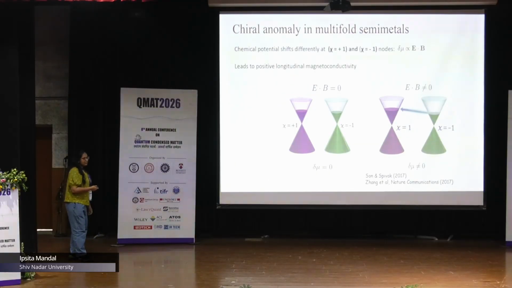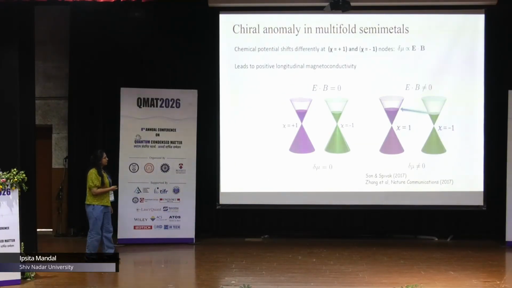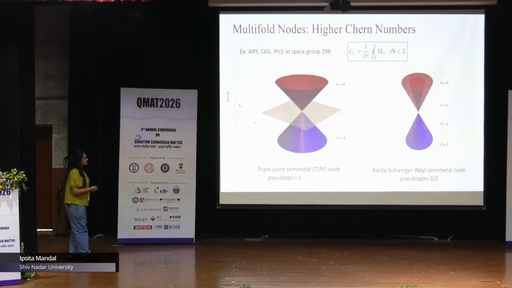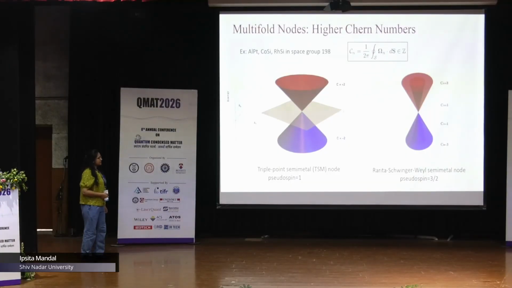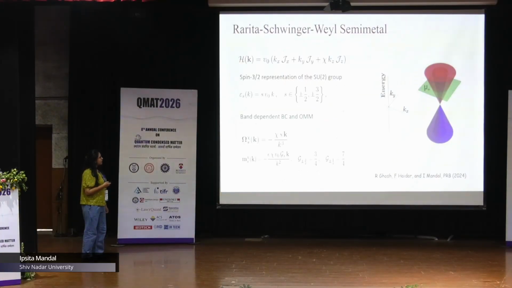So chiral anomaly gives rise to transport properties, as we know that in presence of non-vanishing electric and magnetic field, charge gets transported from one node to another. The two nodes that I will be talking about are the RSW kind of excitation, Rarita-Schwinger-Weyl semi-metal, as well as the triple point semi-metal, which hosts the spin 1 excitation. So these have Chern number +4 if we add, and this has Chern number +2, and a flat band which has Chern number 0. So I will start with the Rarita-Schwinger-Weyl semi-metal, 4 band crossing and linear band crossing near the nodal points.